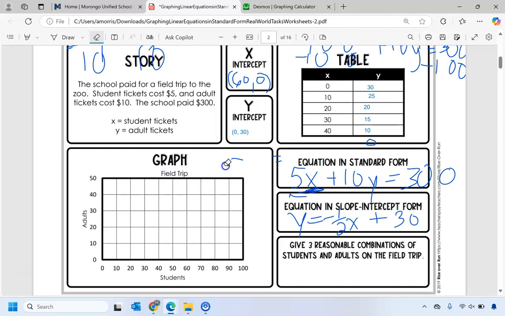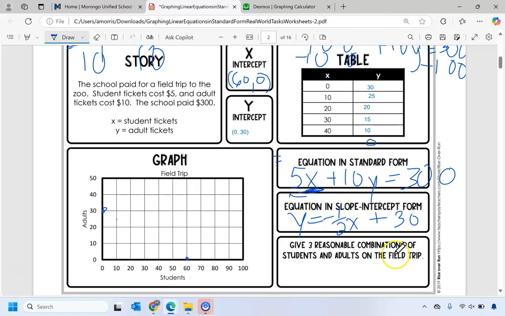So you also need to graph it. I'm not going to graph all of this, but you got 0, 30. So 0 for your x, and then you go up 30 for y. And then you got 10, you know, like 25, so that would be in the middle. So forth and so on, all the way down until you get to the 60 right here.